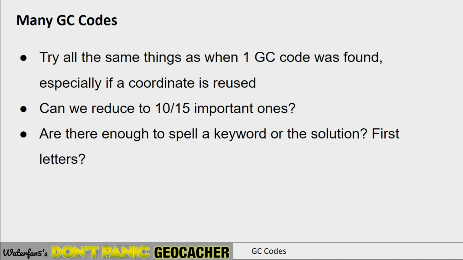So there's a variety of ways that you can use GC codes as well, because at the end they just turn to coordinates. Any trick that you can do with coordinates now applies to this solution as well. So these are just some of the things when you see a lot of them.